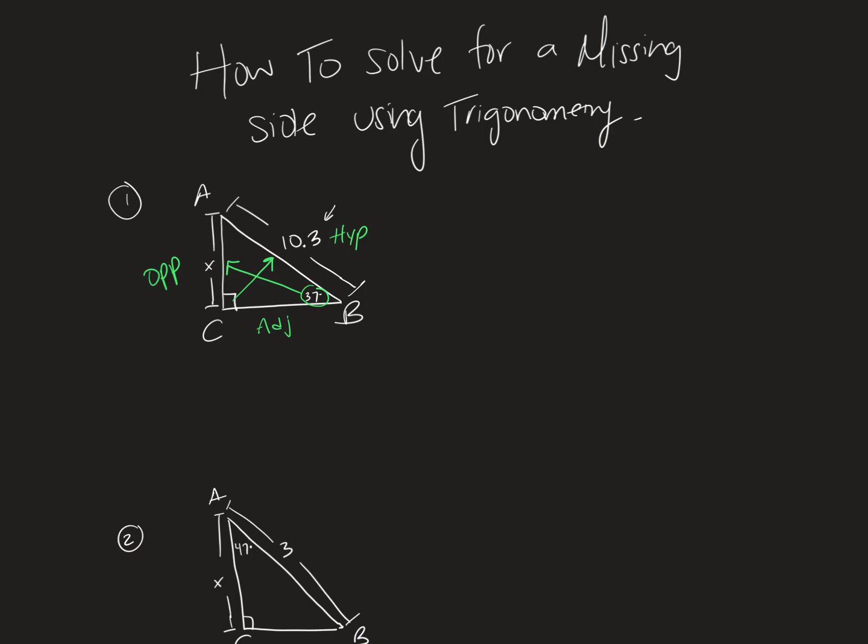Always label opposite first: go to the angle, go across, that's opposite. Then go to the 90-degree angle, go across, that's hypotenuse. Whichever side is left is automatically adjacent. Once you label your side lengths, write SOHCAHTOA.